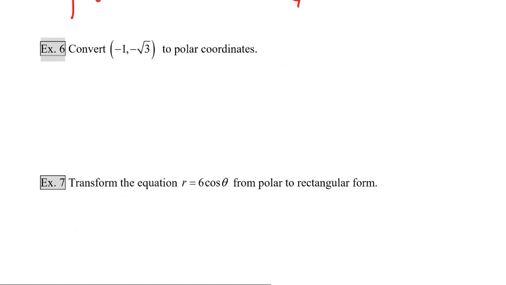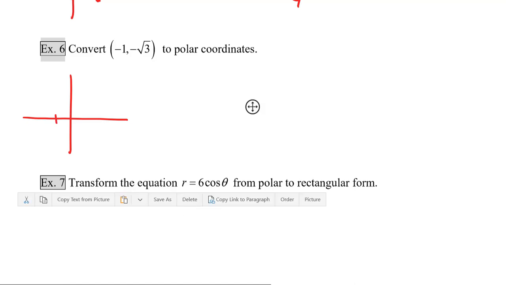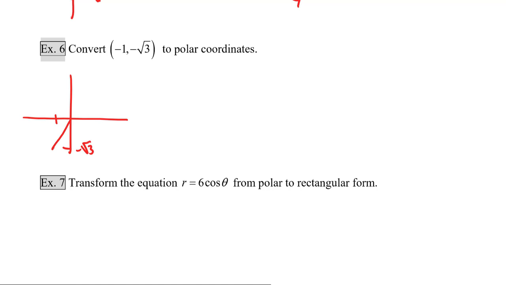Example 6, we're going to convert negative 1, negative root 3 to polar coordinates. So as always, we start with a plot. And here is negative 1, and here is negative root 3.